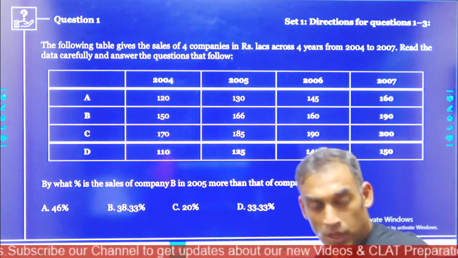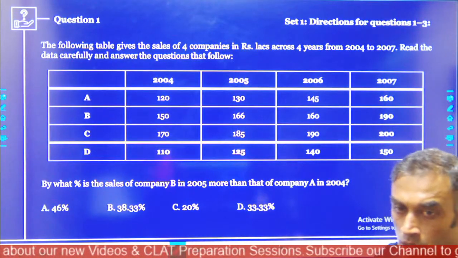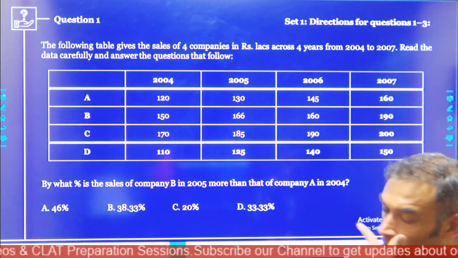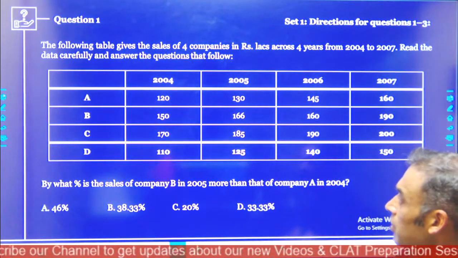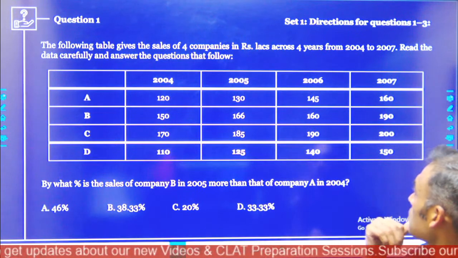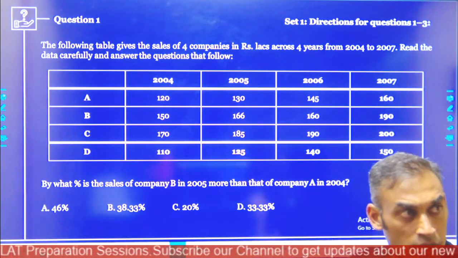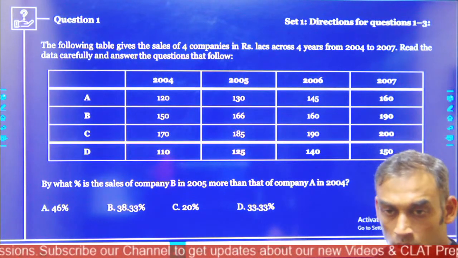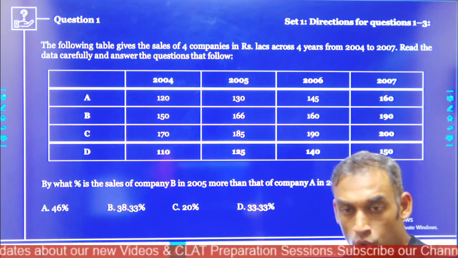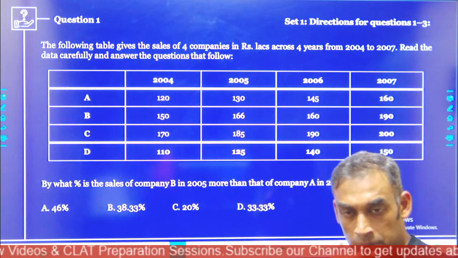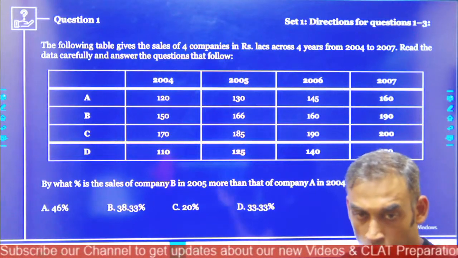Okay, Robert, I want you here. Now, if you look at this set, the sales of companies A, B, C, D are given for 2004, 2005, 2006, and 2007, right? I want to download the sheet link. So I'm giving you a sheet link now, and I want you to go through this sheet and just kind of start solving.